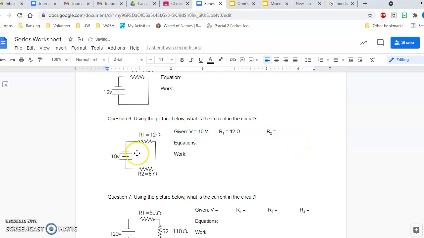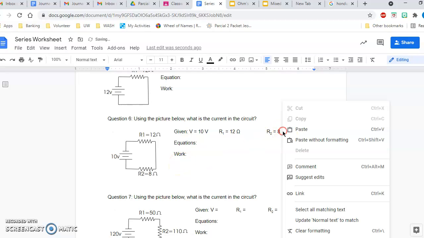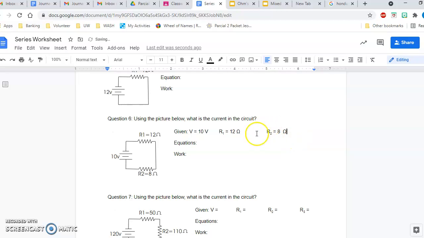All right, and then R2 is going to be 8, and then we're going to call it ohms as well. So I can hit paste, and I get another of those little signs. I can also type out ohms. So I can also type 8 ohms. They mean the same thing.